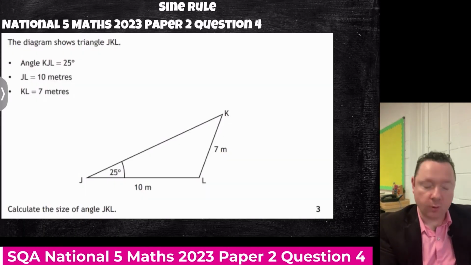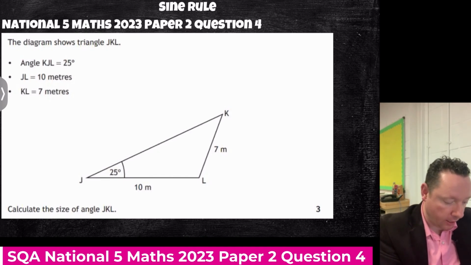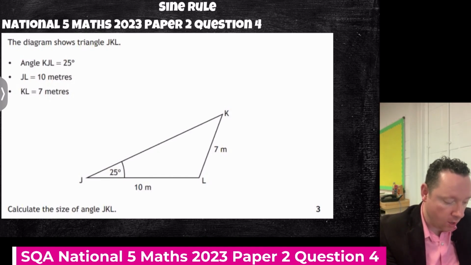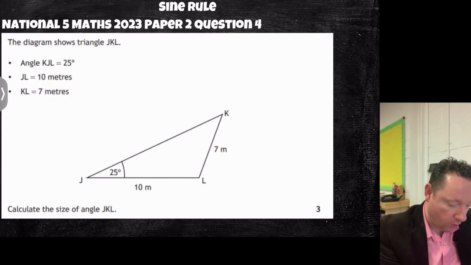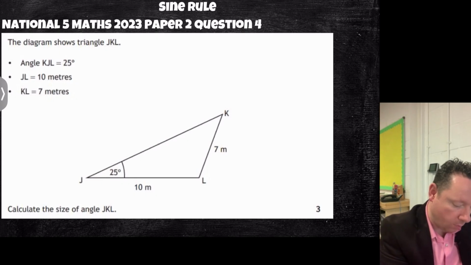SQA National 5 Maths 2023 Paper 2 Question 4 on the sine rule. The diagram shows this triangle JKL. It tells you angle KJL is 25 as shown. JL is 10, KL is 7. Calculate the size of angle JKL. JKL, K is in the middle, J to K to L. This angle here is the one they want.